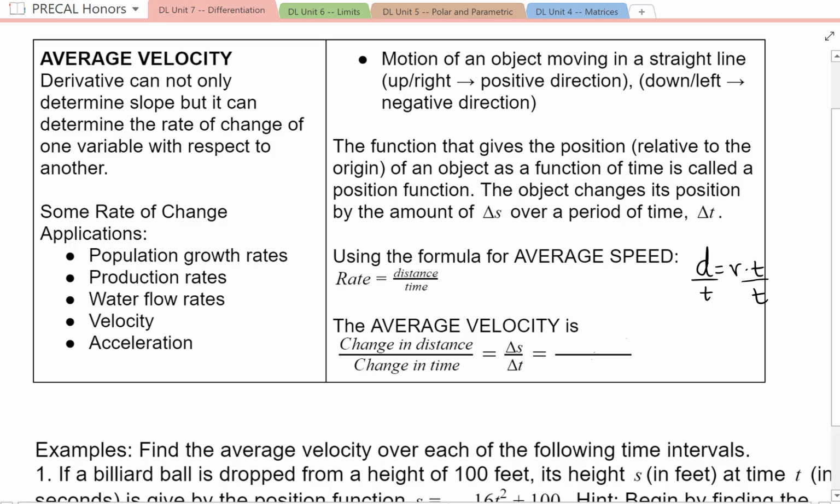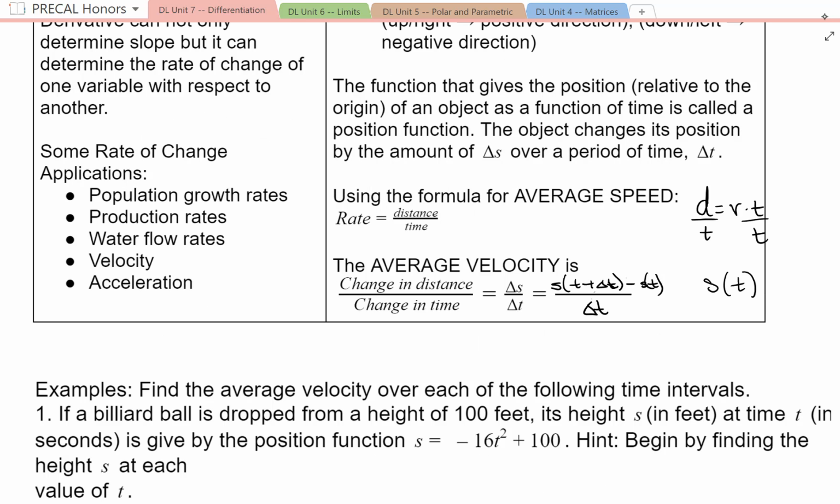The average velocity can be found by the change in distance over the change in time. So delta s over delta t. Delta s is a function of t. So if it helps you, you can think of it as s of t. The average rate of change is s of t plus delta t minus s of t over delta t. That would be our average velocity, which is almost equivalent to average speed, except velocity gives a direction. It gives a little bit more information than speed.